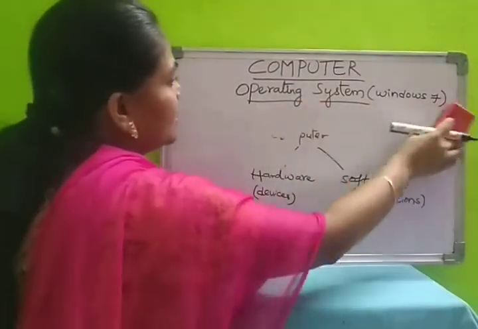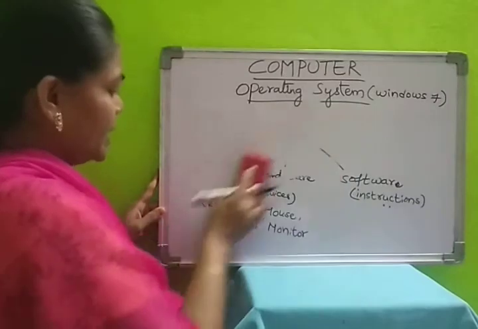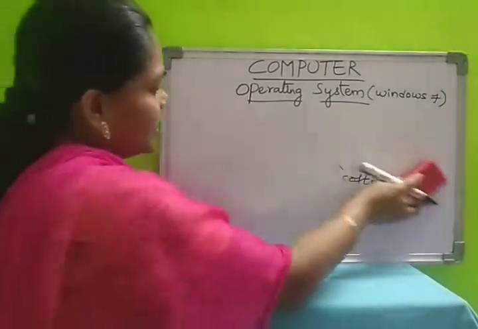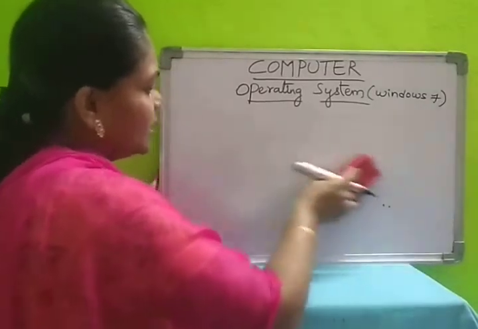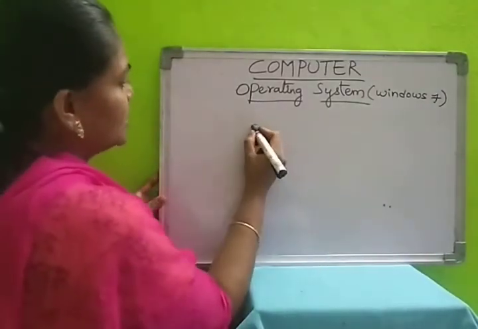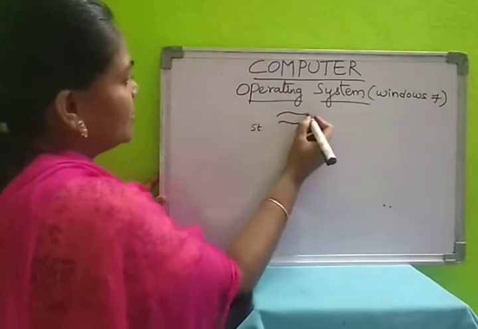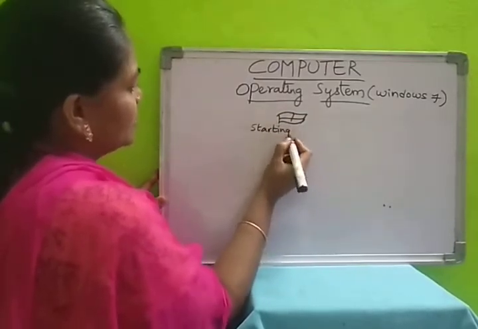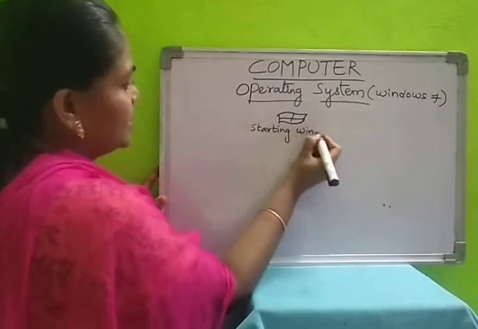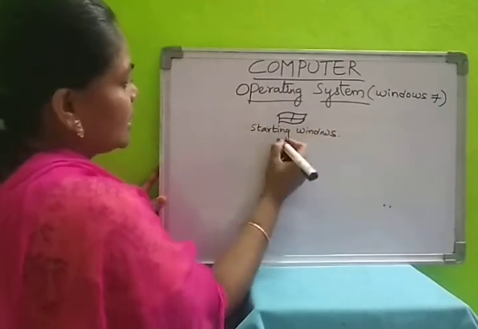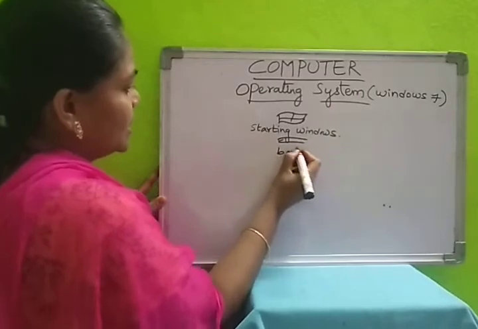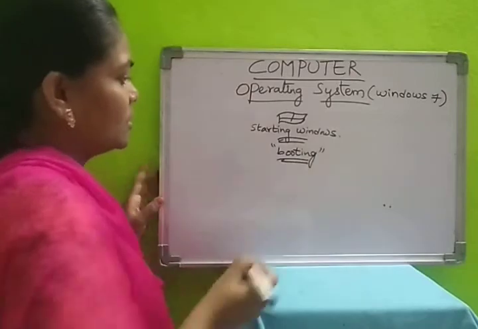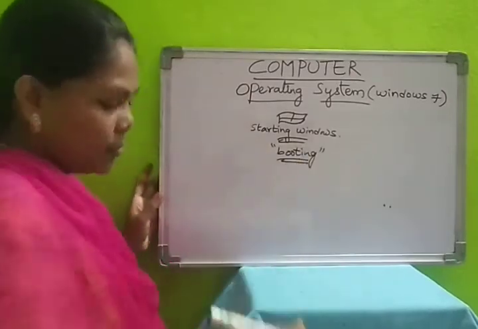Starting your computer is called booting. Whenever you start your system, you will get a starting Windows message. Some Windows symbol will be displayed, and the starting Windows message will be displayed here. That is starting the system. It is called booting. Starting the computer is called booting.